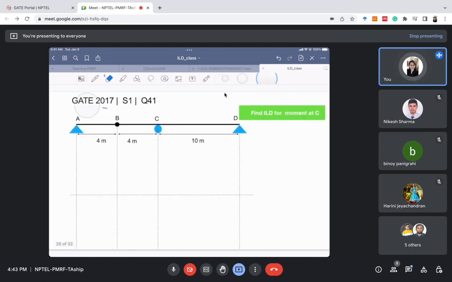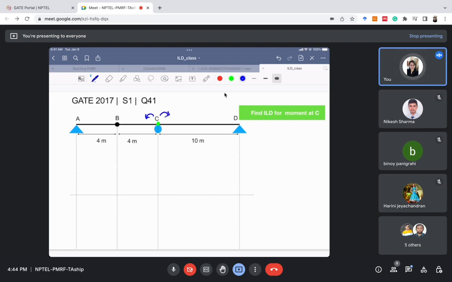Okay, now how to draw the ILD, the steps are same. We will introduce an internal hinge at point C. Please note that I haven't removed the support. In bending moment we do not need to remove the support, we just have to introduce the internal hinge. So the support is still there. This point C cannot move up and down because it is still supported. We just have introduced this internal hinge here. The second step is to rotate it in this manner.